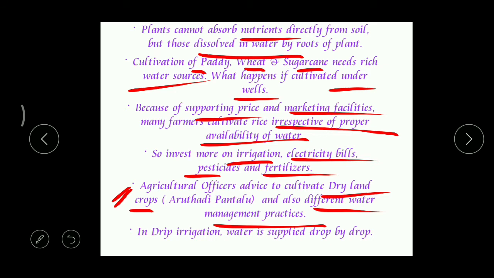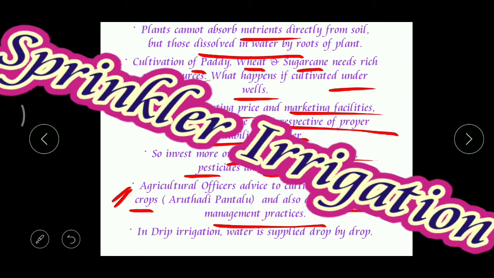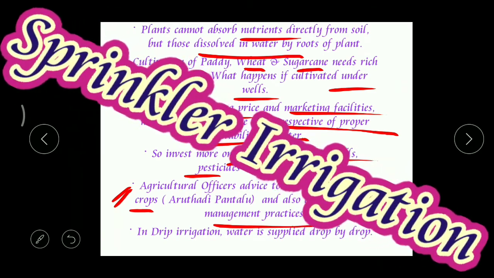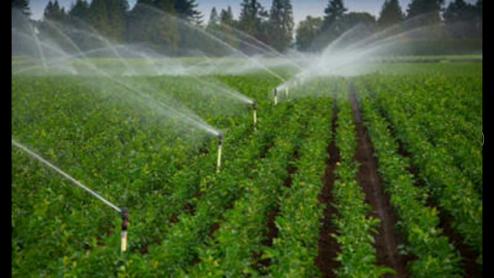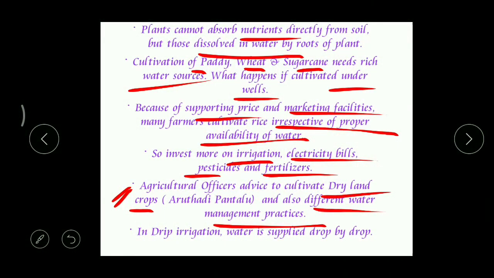And there is one more method which can be called sprinkler irrigation. Have you seen our hospital? In a hospital we have a garden, and even in a hostel we have a garden. Now and then you have seen that. How are they supplying the water to this garden? Have you seen? The water is sprinkling in the form of small droplets, just like rain. What do you call that? That is called sprinkler irrigation.